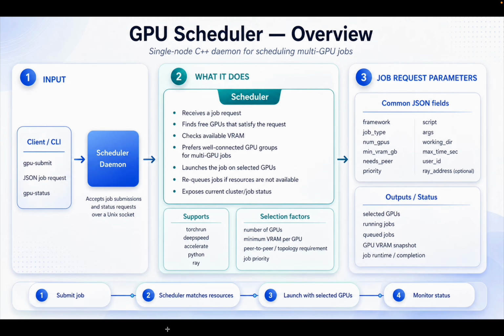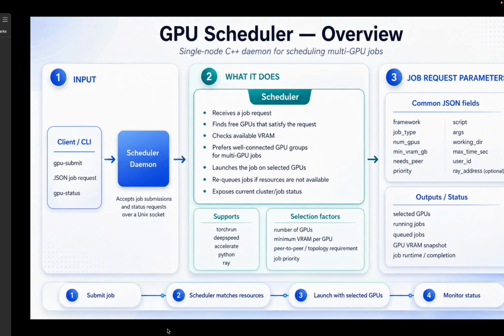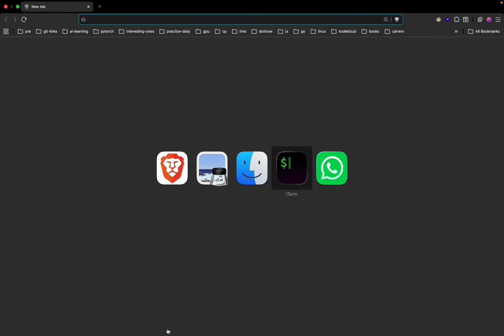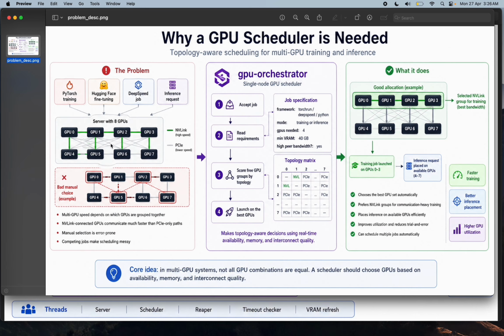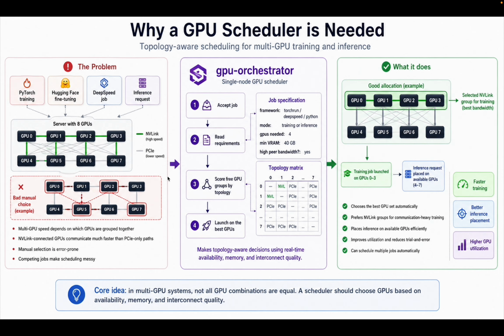Now the second question is, what problems does it solve? First of all, let me show the problem. Suppose we have, let's say, a Hugging Face script for fine tuning, and it requires 2 or more GPUs, and we have 8 GPUs. Now what do you think will be the best combination for assigning the GPUs?